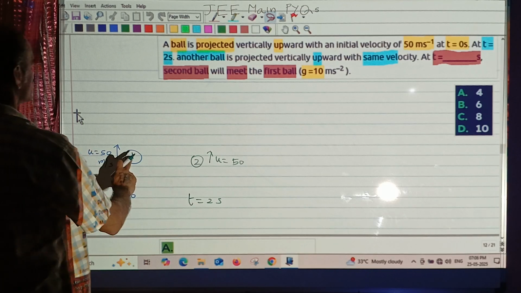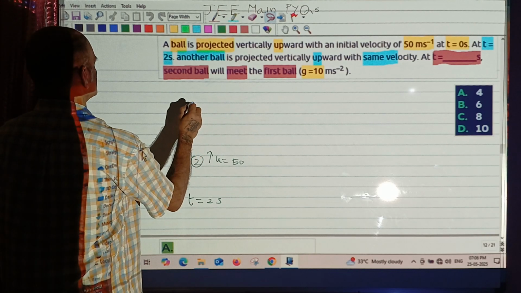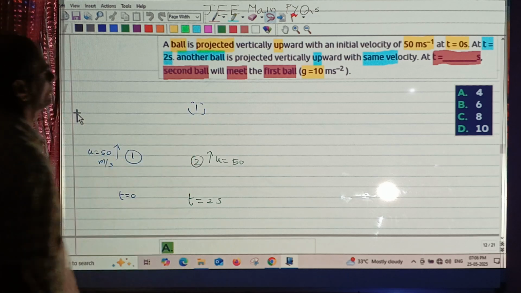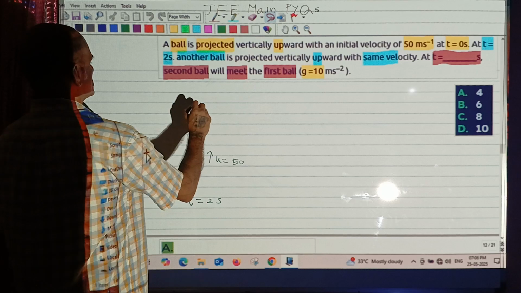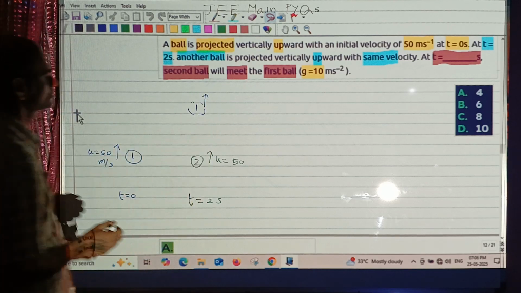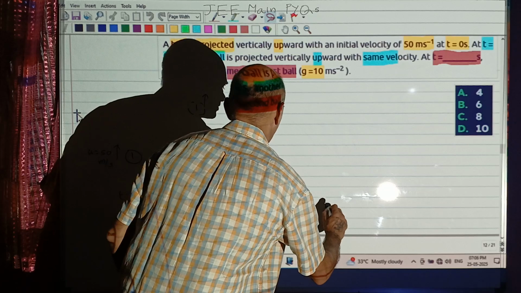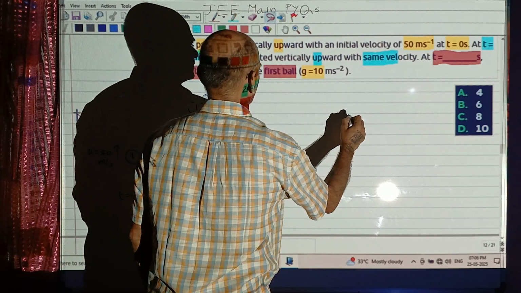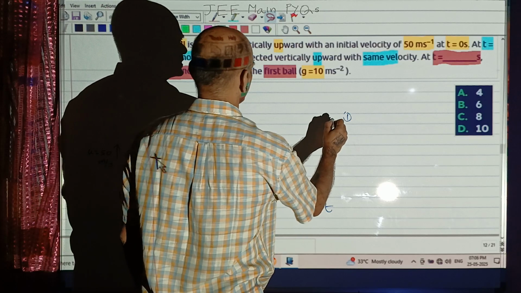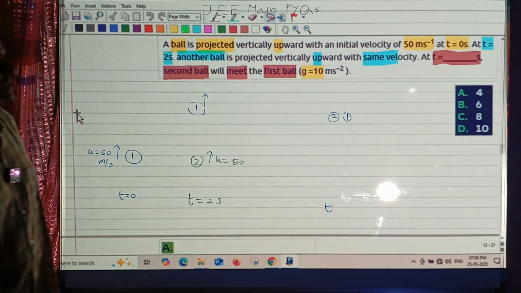But when t equal to 2 seconds, this first ball would have gone to a particular height. So this first ball would have reached here at t equal to 2 seconds. So this will also be going up. Okay, so at some time t, the first ball will go up and come down, and the second ball is going up. So these two will be at the same height. So this time we have to find out.